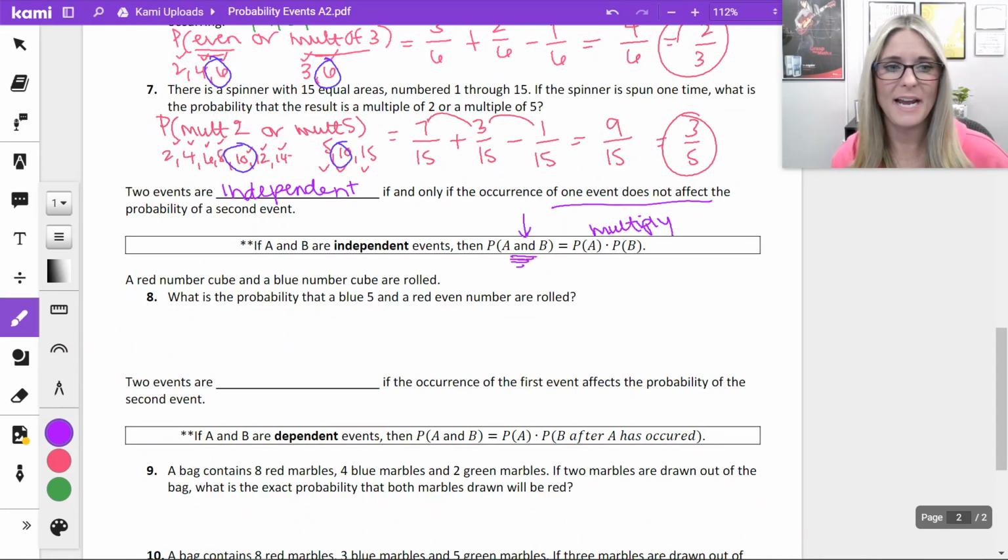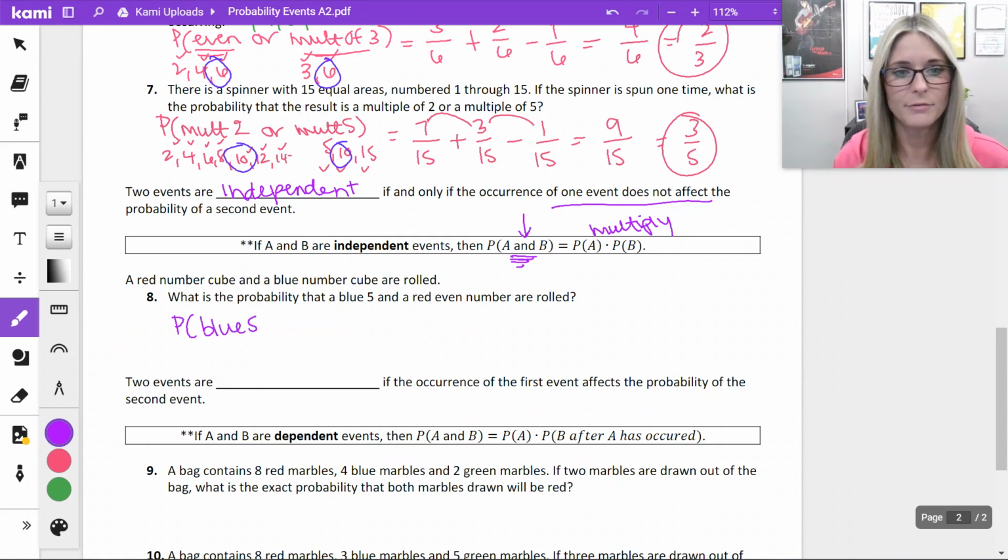Let's use number 8 here. We have a red number cube and a blue number cube that are rolled. 8 says, what's the probability that a blue 5 and a red even are rolled together at the same time? So probability of blue 5 and a red even. Okay, what's probability of rolling a 5 on the blue number cube? There's only one 5 out of 6 sides. We want this and that to happen together. We want both of them to happen together.